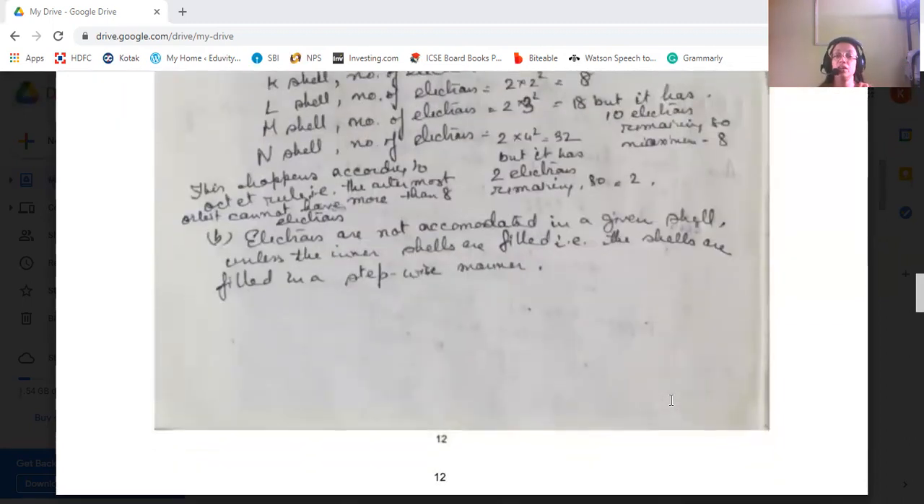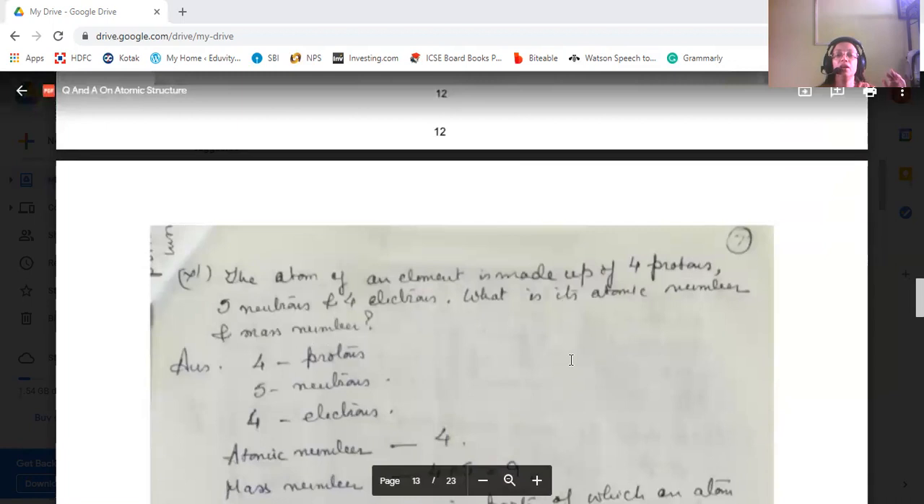Now, the second rule is that electrons are not accommodated in a given shell unless the inner shells are filled. Unless the inner shells are filled, you cannot go to the next shell. That is, the shells are filled in a stepwise manner. The electrons cannot fill first, then third, then fourth, not in a haphazard way. It should fill up first, then second, then third, in order.